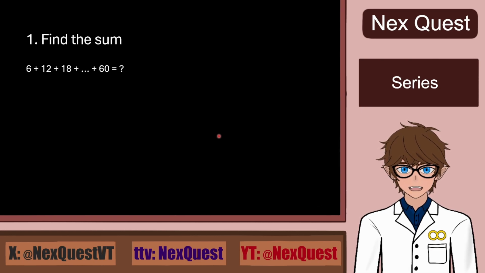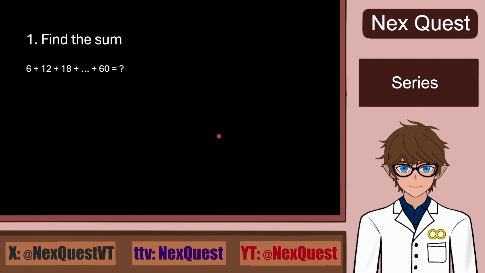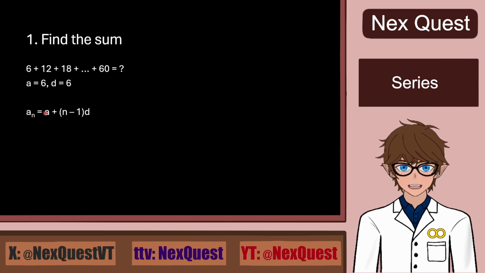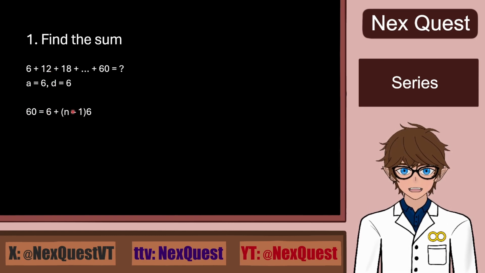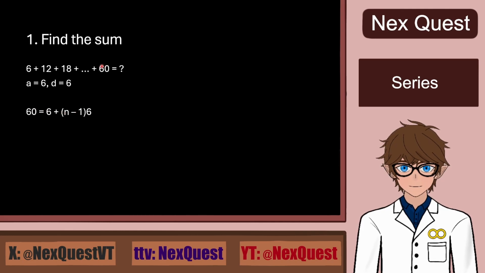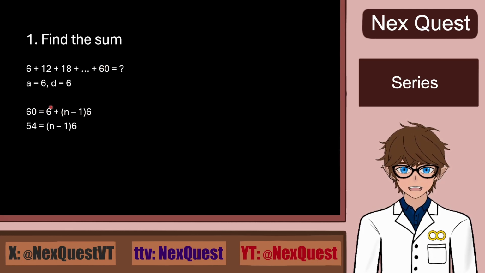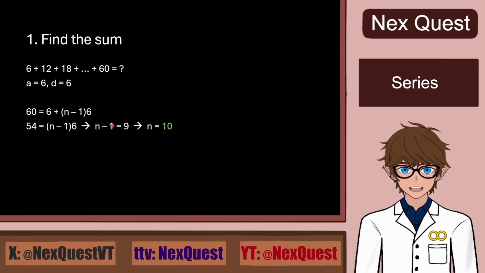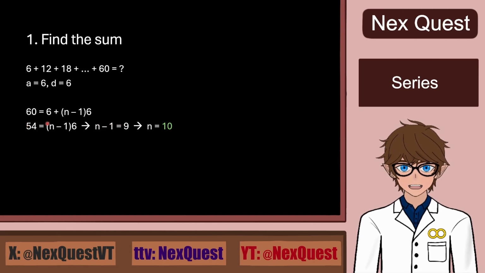First we had to find the sum of an nth term series where we do not know how many terms there are, but we know that the first term is 6 and the difference is also 6. So we use the formula for the nth term. We plug in the numbers. We know the nth term is 60, so we turn the equation around, take 6 on both sides away. Divide by 6, we get n minus 1 is 9, because 6 times 9 is 54. We get n is 10.